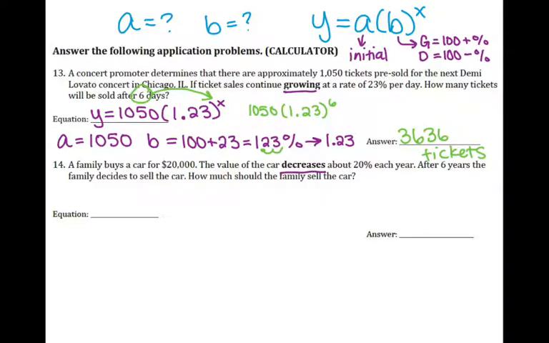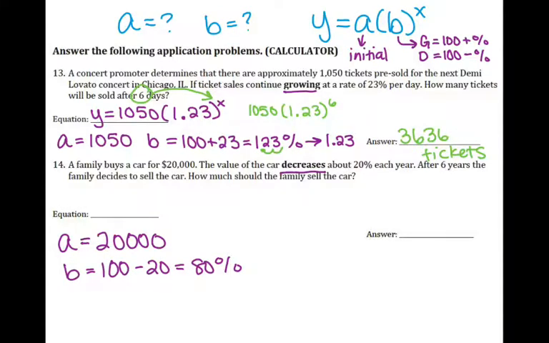So I'm going to start by identifying my A. That is the initial value, so the starting value of the car, which is $20,000. For B, since it is decreasing, I'm going to take 100% minus the 20%, which gives me 80%, which of course I do need to change to a decimal, so that becomes 0.8. Okay, so here's my equation. Y equals 20,000 times 0.8 to the x power.